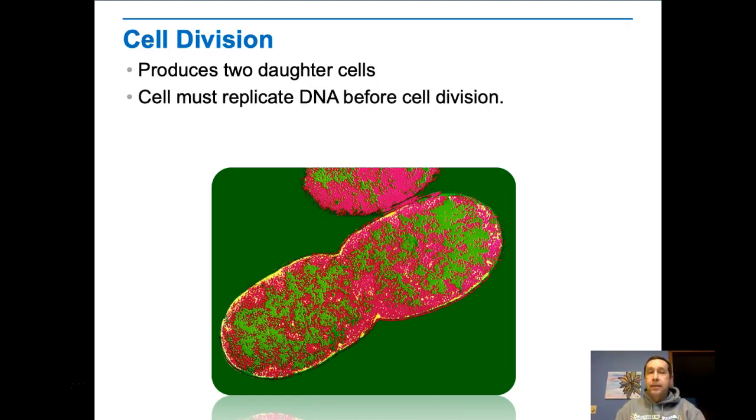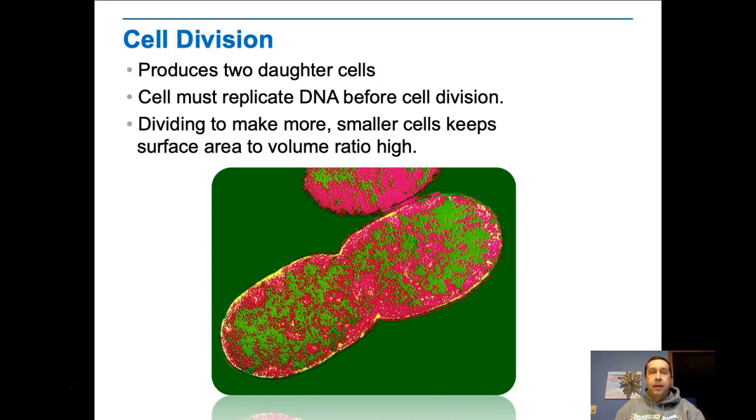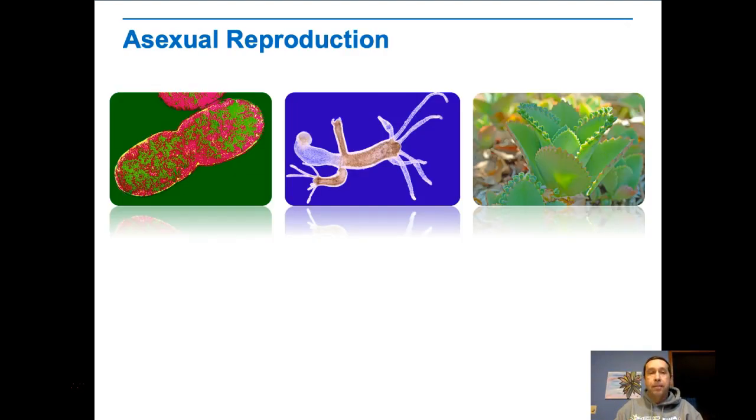So the first thing the cell has to do is each new cell needs a full set of DNA, so the cell is going to copy its DNA. By dividing, by making the volume less, the cell keeps the surface to volume ratio high and is able to continue to move the required amount of materials in and out to support the cell.